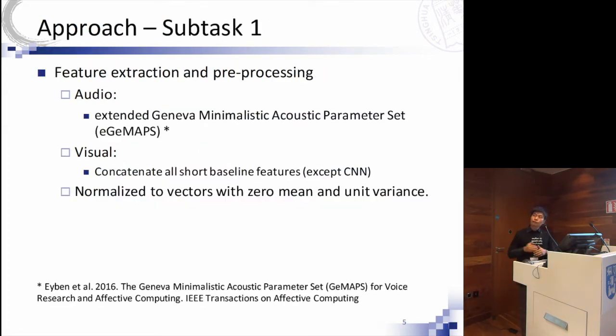So here is our approach to subtask 1. We extract eGeMAPS as additional audio features. Because we did this task last year, we found that eGeMAPS is good enough for emotion recognition. And we concatenate all the short baseline visual features as a whole vector except CNN features. And finally, we normalize all the features into one vector with zero mean and unit variance.